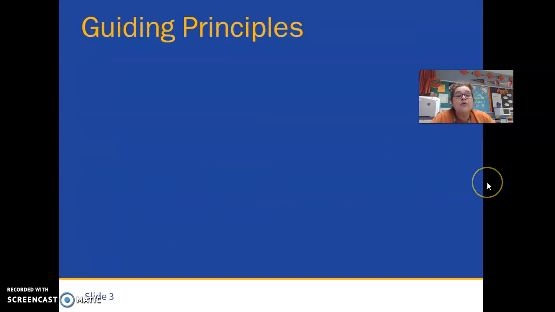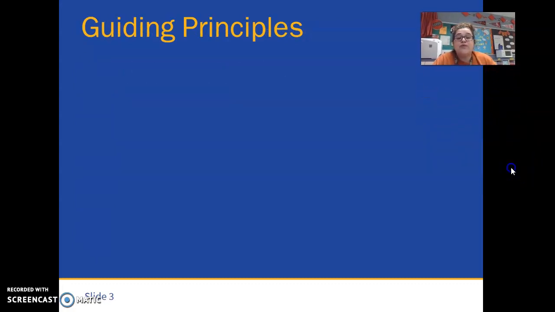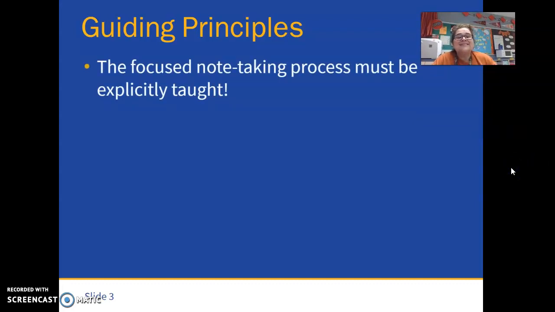All right, so a few guiding principles, some things that guide us when it comes to focused notes. Number 1, this is something that we must explicitly teach you. We cannot just sit there and say, hey guys, go take notes, good luck. If we really want you to improve as a note taker, it has to be a process that is taught, that is reviewed, that is practiced.